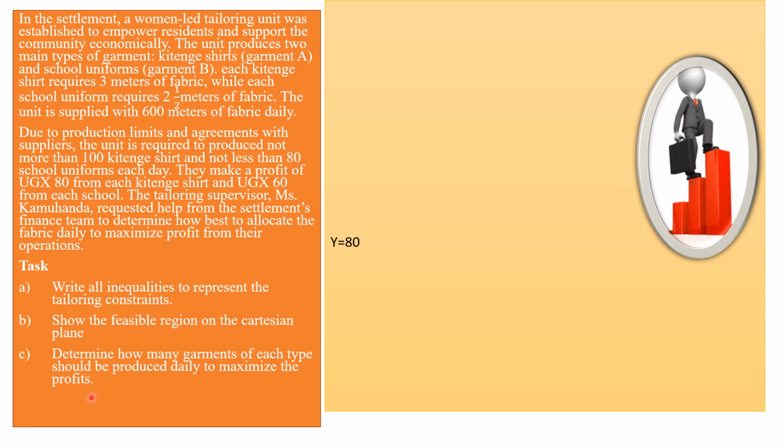Now whenever you read a linear programming item, you have to read the problem and identify what is being asked. And if we check what is being asked, it is here. Determine how many garments of each type should be produced daily to maximize the profit. Already you have seen that they need the school uniforms and the change shirts, because those are the two things they are asking us in the question.